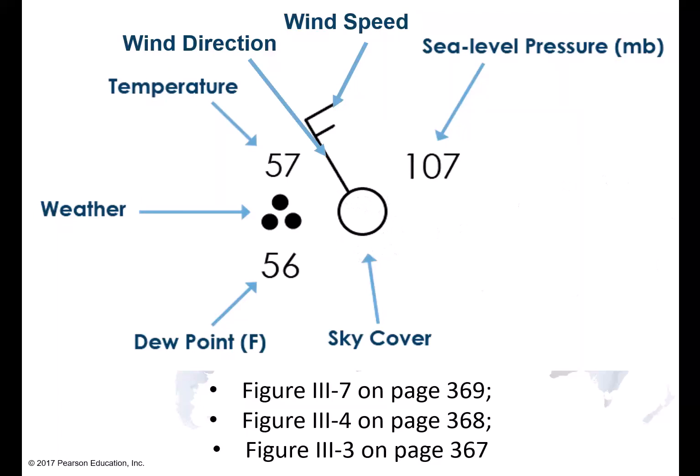Is it cloudy? Is it sunny? Is it partially cloudy? So all of these different symbols, or basically this is going to be the entire symbol, and these different components are going to really paint the full picture of the local weather and all of the data that has been collected by this weather station. So again, figures 3-7, 3-4, and 3-3 on pages 366, 67, 68, and 69 is going to allow you to read this and figure out what the individual weather components are.